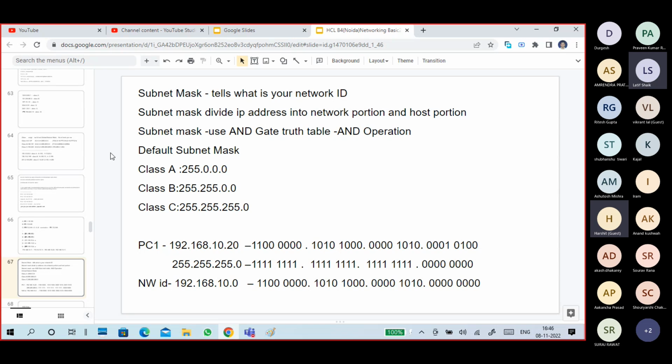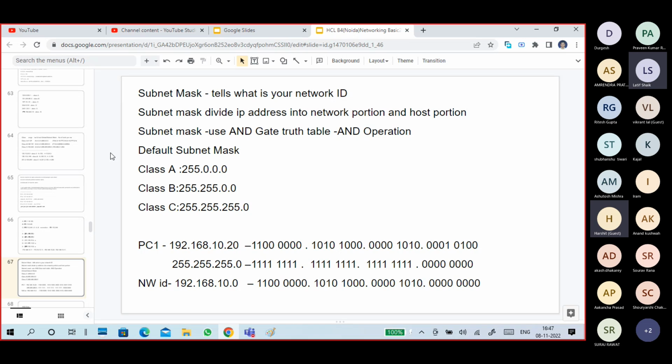Okay, guys. Here it is. We understand by looking at an IP address which class it is, and what its network portion and host portion are. But how will the system understand? The system uses the subnet mask. This subnet mask tells what your network ID is, so what the network part is. Subnet mask divides an IP address into network and host portions.